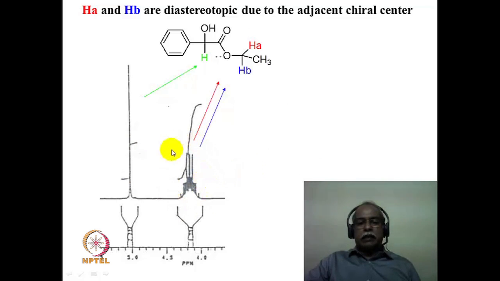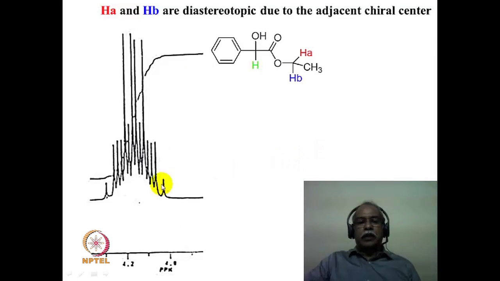In the next slide, the expansion of this particular region is shown. This is the expansion of the region corresponding to HA and HB. Both HA and HB come in the same chemical shift region. If HA and HB are truly diastereotopic in nature, then HA will split HB into a doublet. Similarly, HB will also split HA into a doublet. So what you should see is a 4-line pattern for HA and HB. This 4-line pattern will be further split into a quartet because of the adjacent 3 hydrogens of the methyl group. So essentially one should see a doublet of quartets, which should be a 16-line pattern.